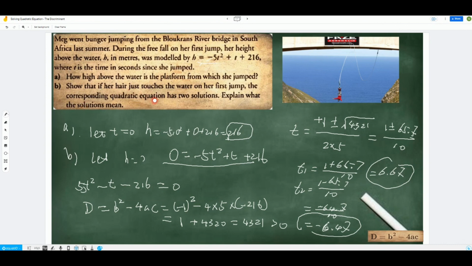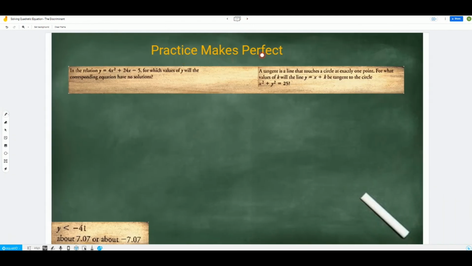So let's go to next. Practice makes perfect. If you are interested and want to do it, I put two questions here, and this is the answer, right?